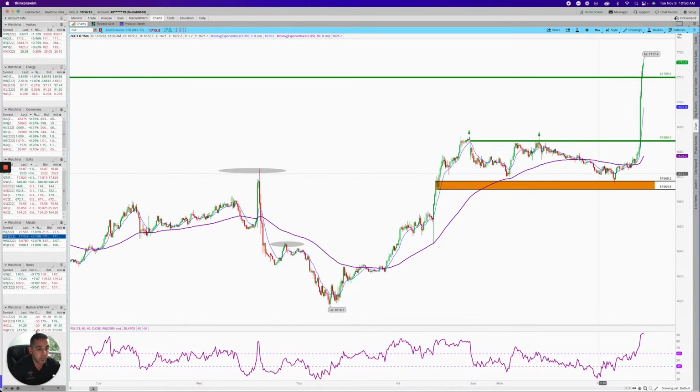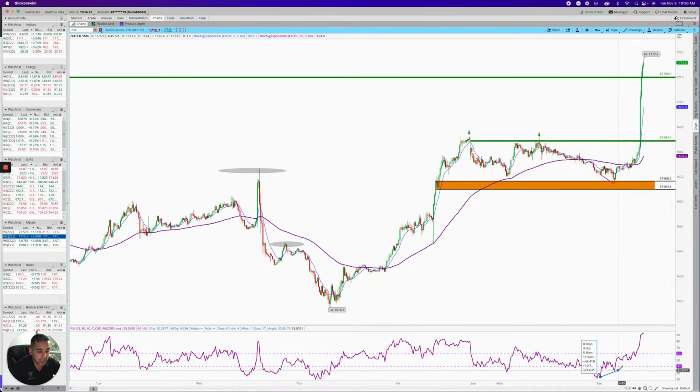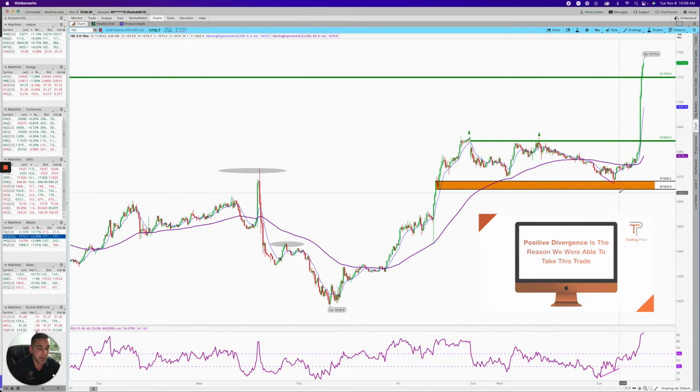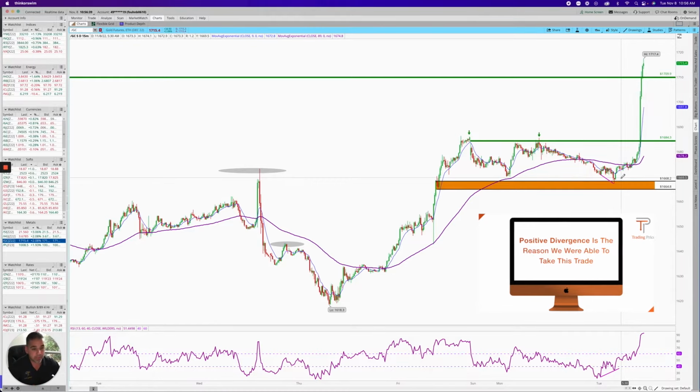Sorry. We have a low, then we have a lower low in price. But on the indicator, we have a lot higher momentum, and this is what's called positive divergence. And when we have positive divergence in an uptrend, we are likely to move towards the direction of the trend. And that's exactly what happened here.